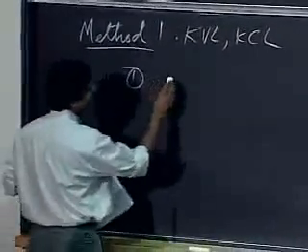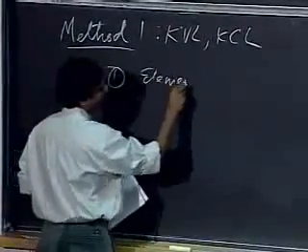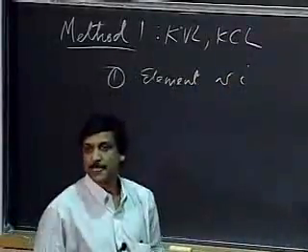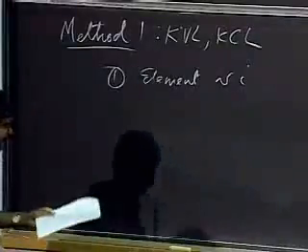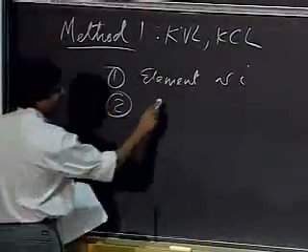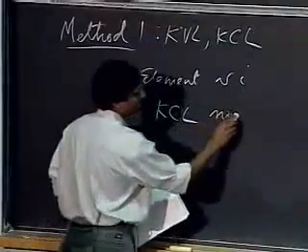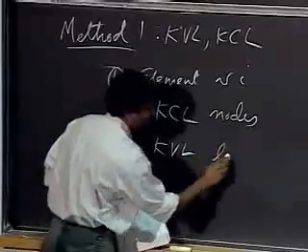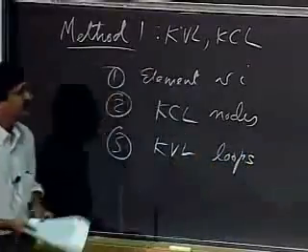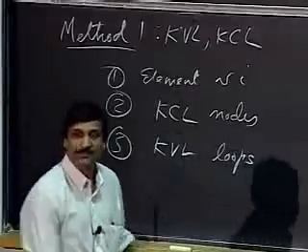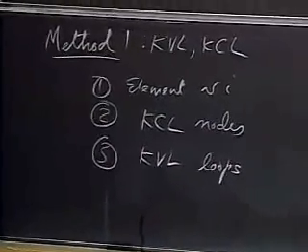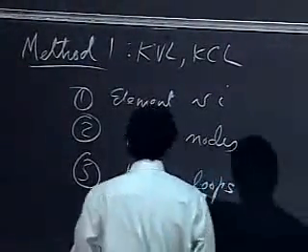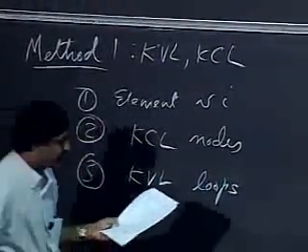The first step is to write down the element VI relationships. Okay, write down the element VI relationships for all the elements. Second step is write KCL for all the nodes. And the third step is to write KVL for all the loops in the circuit. That's it. Just go ahead and write down element rules, KVL and KCL, and then go ahead and solve the circuit. So we'll do an example, of course.